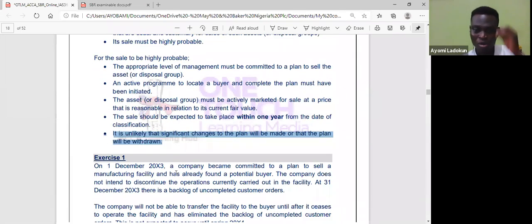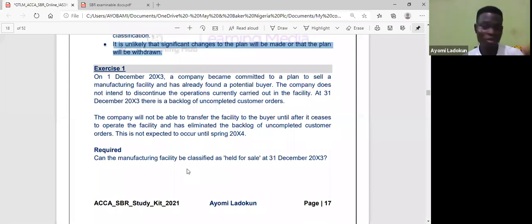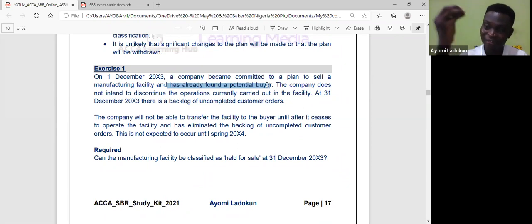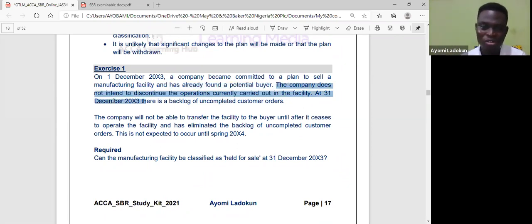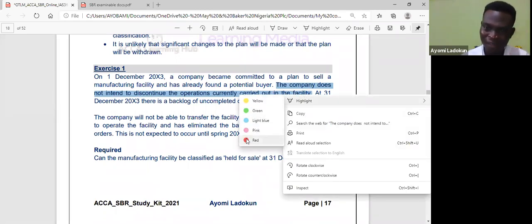So let me look at 1 or 2 questions to demonstrate this. On December 1, 2023, the company became committed to a plan to sell a manufacturing facility. They have met one of the conditions and have even found a potential buyer. Did you see? An active program to locate a buyer must have been initiated, but in this case, they have found a buyer. The company does not intend to discontinue the operations currently carried out in the facility. This is a red flag for me.